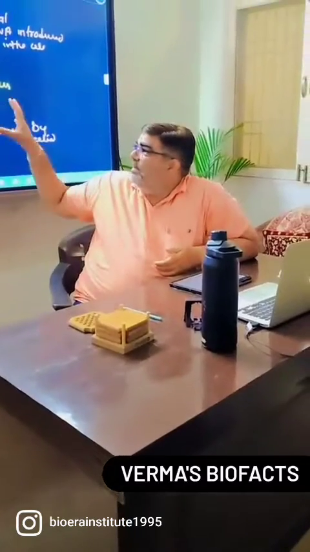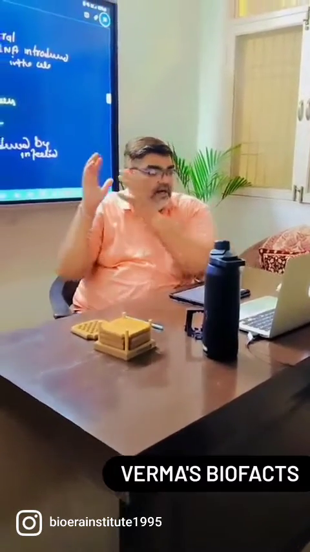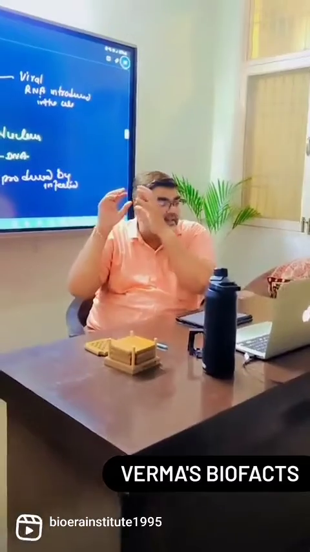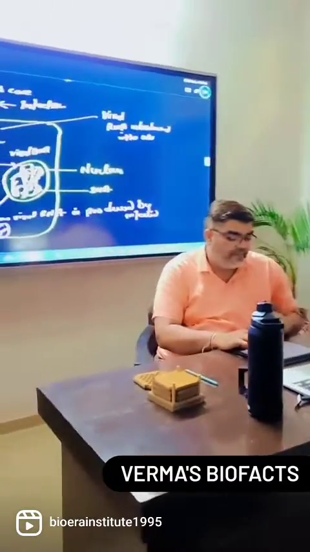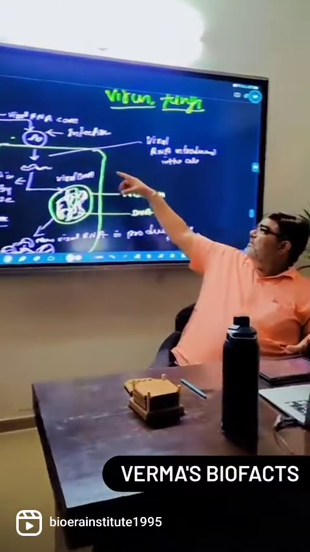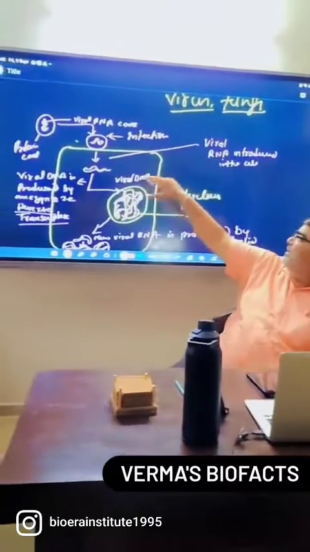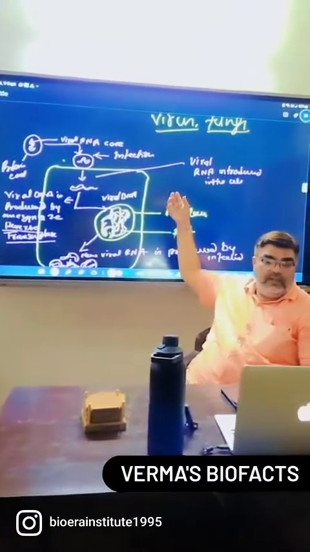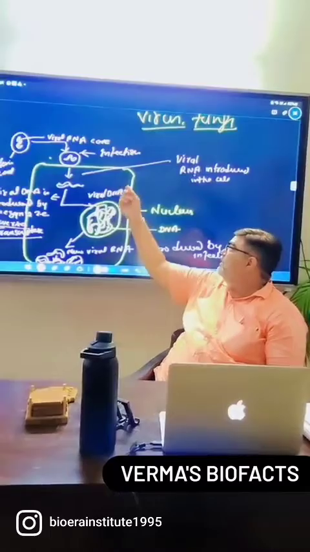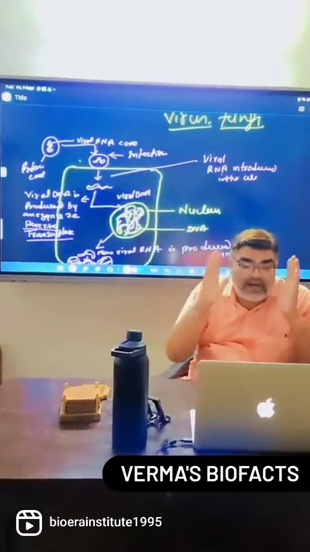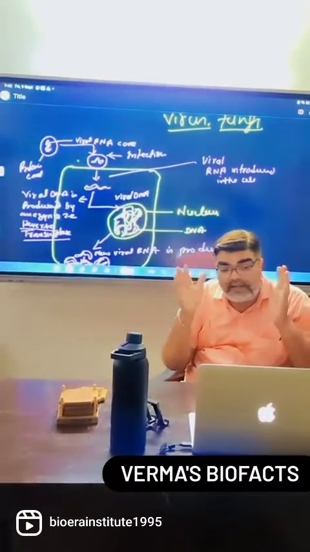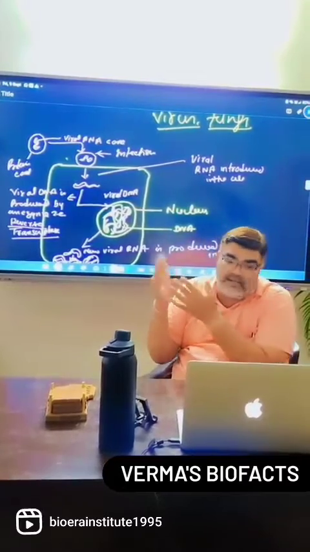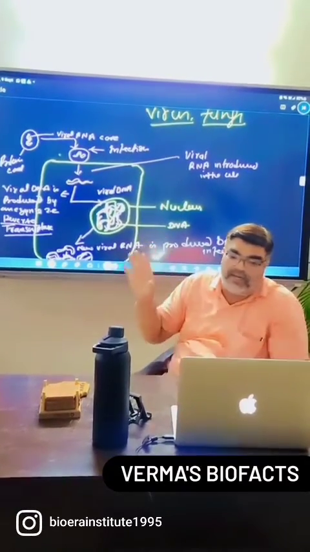Now look at the diagram. This is how the AIDS infection occurs. Look at the virus. When the virus infects the normal human cell, the virus contains RNA, because the AIDS virus, that is HIV, is a retrovirus; its genome is RNA.